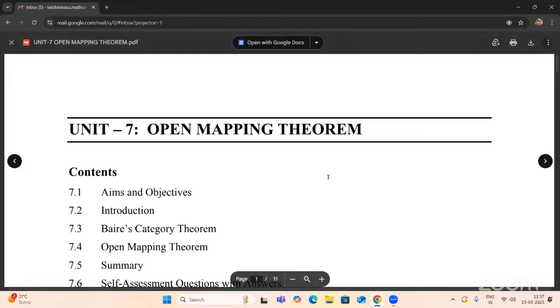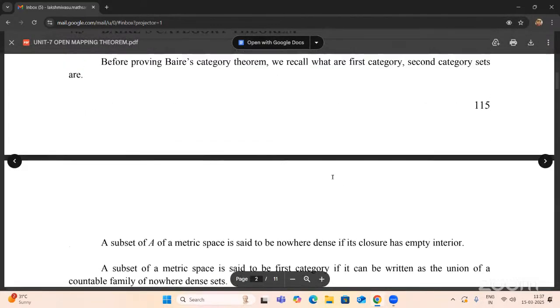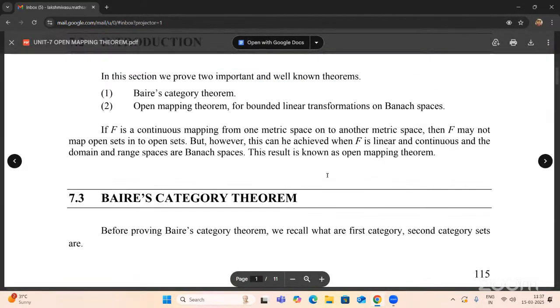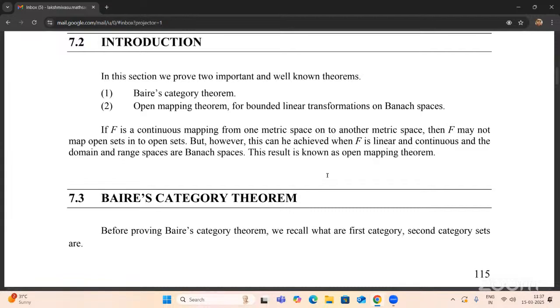Okay. What is the open mapping theorem? See here. Before that, we have already learned the Baire category theorem in the real analysis paper. What is the first category? What is the second category sets? Now, here you just have to see and refer to the Baire category theorem.